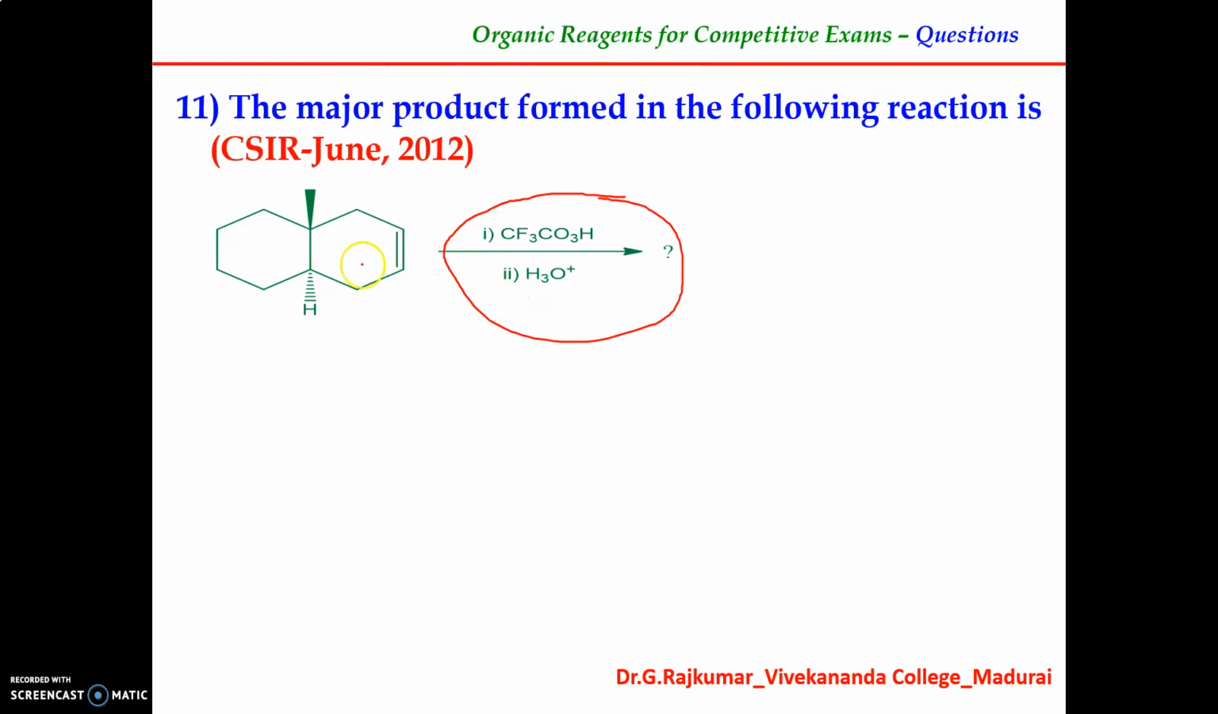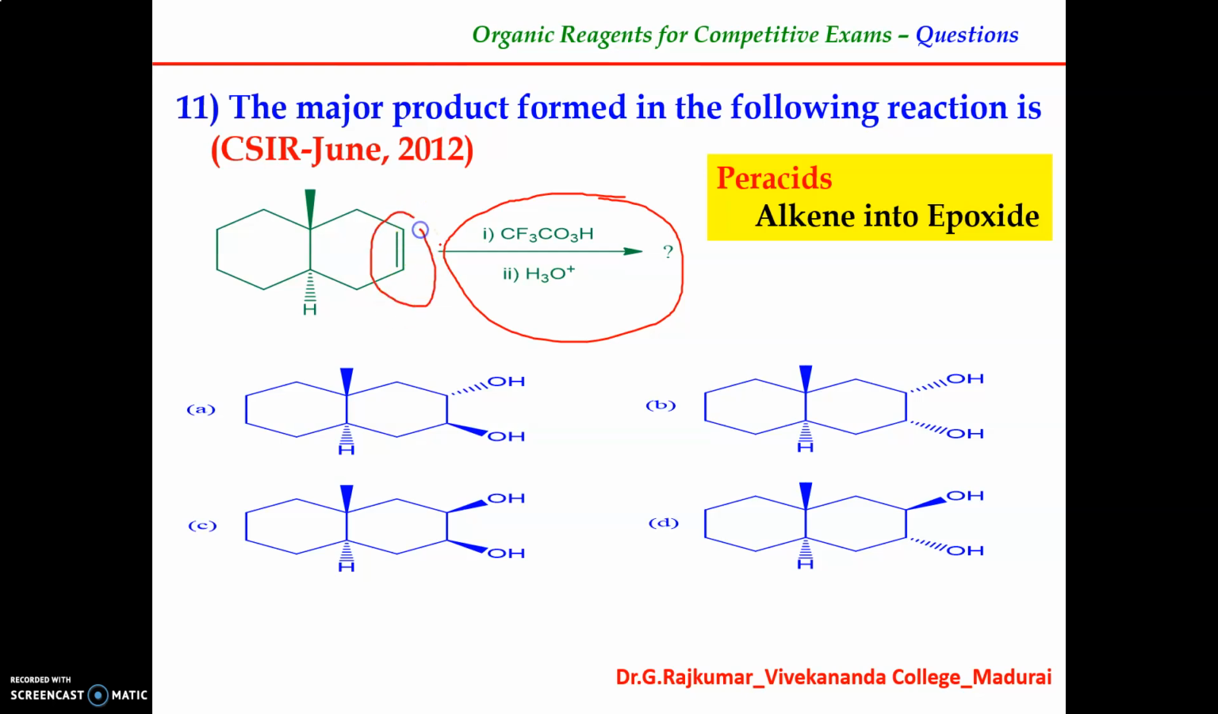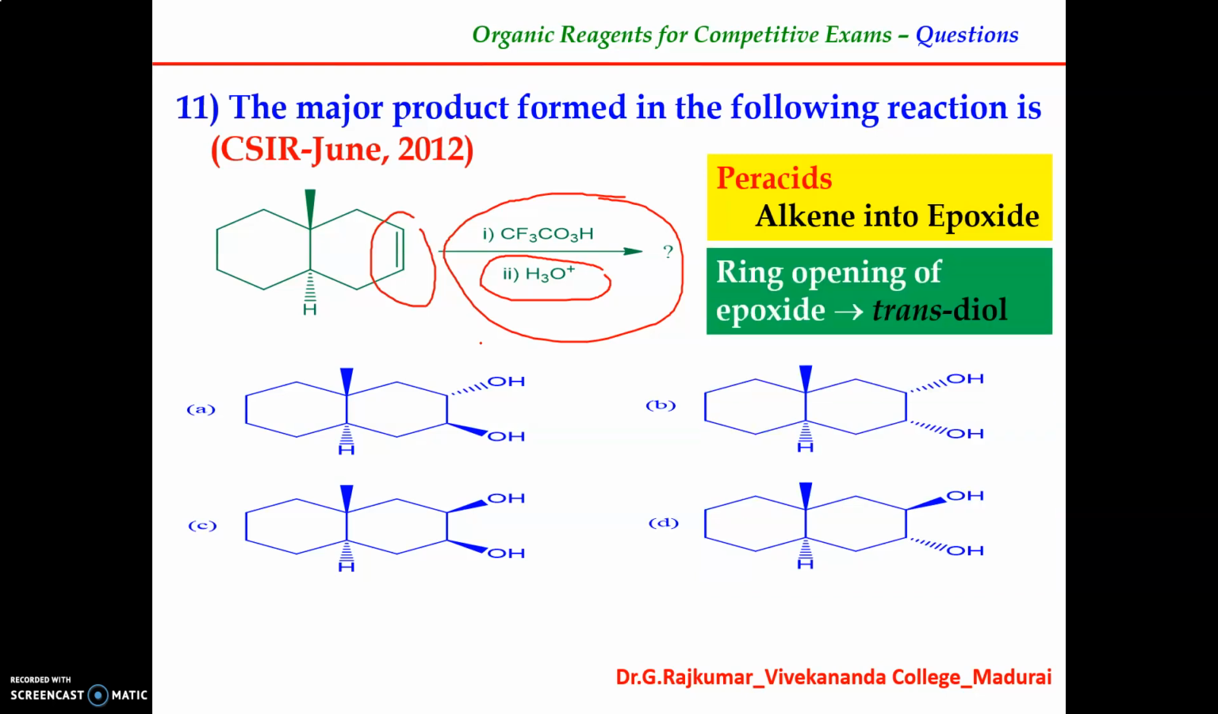So in this question, they have given alkenes. So in the first step, what happens? Peracids give epoxide. So epoxidation can take place. In the second step, there is a hydrolysis. Then the epoxide bonds are cleaved to give diol. Here, the ring opening of epoxide gives a trans diol, and you can see.